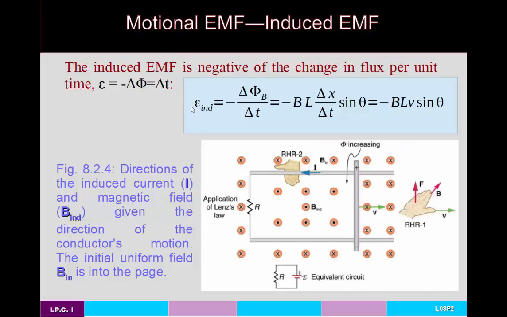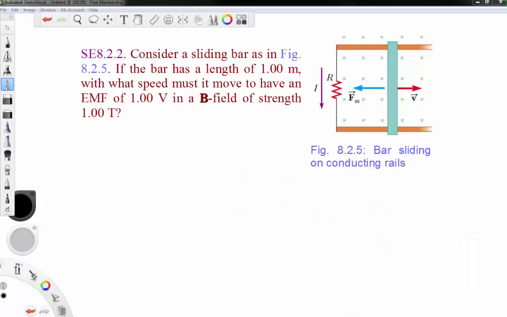Well, the induced voltage, or the induced EMF, is given by negative BLV sine theta. So what that means is that we can rearrange this equation to get what the speed V is from the induced voltage that we desire plus B and L and sine of theta. So if we do that, then what we get is that the speed is going to be the induced EMF divided by the magnetic field times the length times the sine of theta.